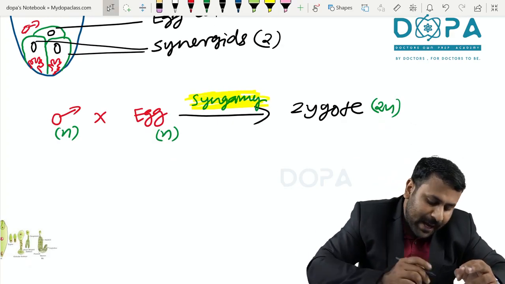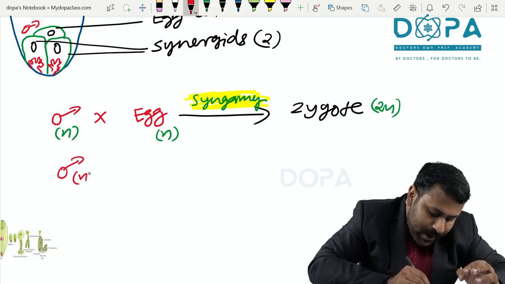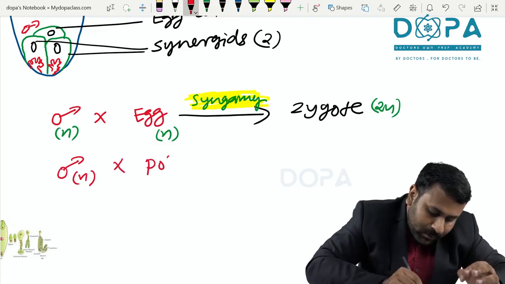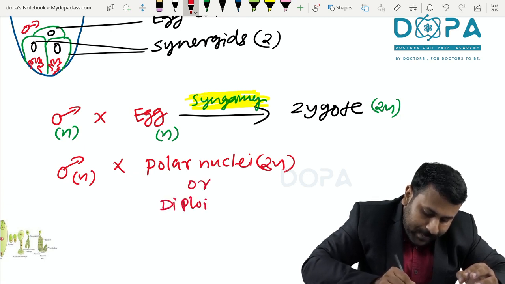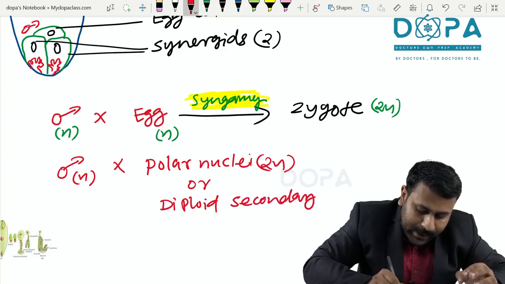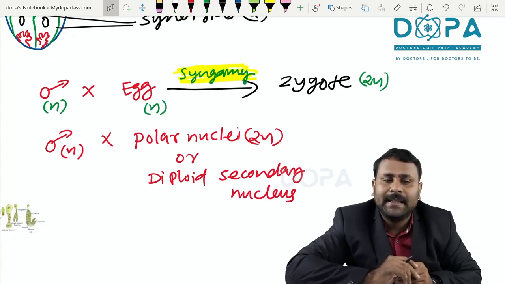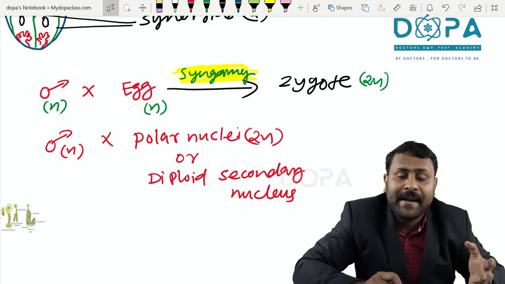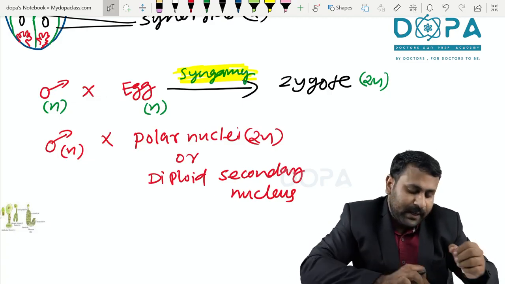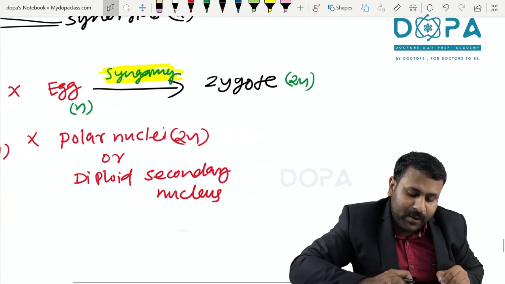Then the remaining male gamete, also haploid, fused with polar nuclei. Polar nuclei is diploid. It is otherwise called diploid secondary nucleus. Total 2 male gametes are discharged. 1 haploid male gamete fused with haploid female gamete egg and forms diploid zygote. That process is called zygamy. Remaining haploid male gamete fused with polar nuclei, otherwise called diploid secondary nucleus.